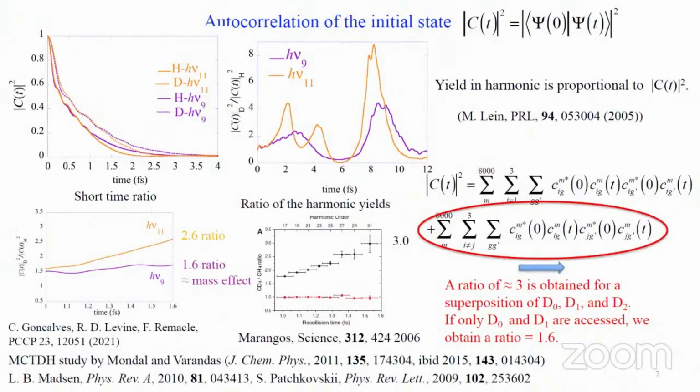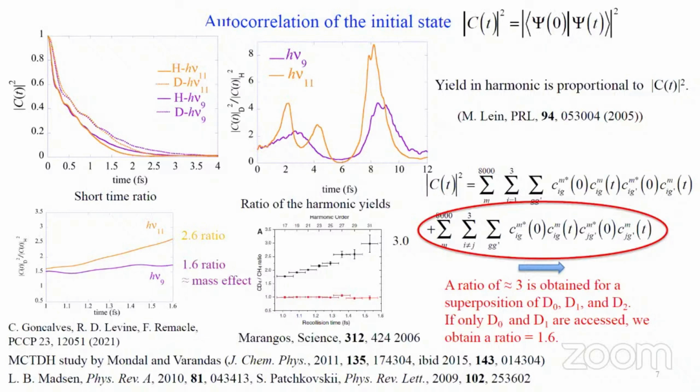And then, doing this, we were motivated by the very early results of Jon Marangos on the isotope effect on the harmonic yield in methane. So we computed the autocorrelation function of the initial state. We follow the paper of Manfred Lein, and we look at the ratio of the autocorrelation function for the 2 isotopes. This is what I show here on a rather long time scale.